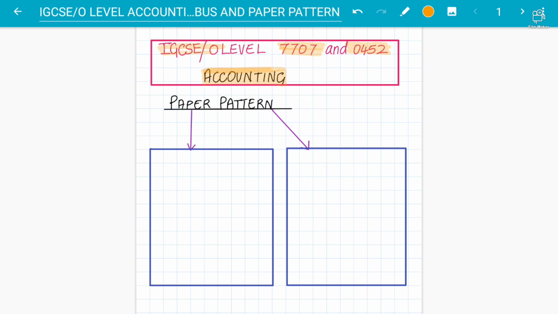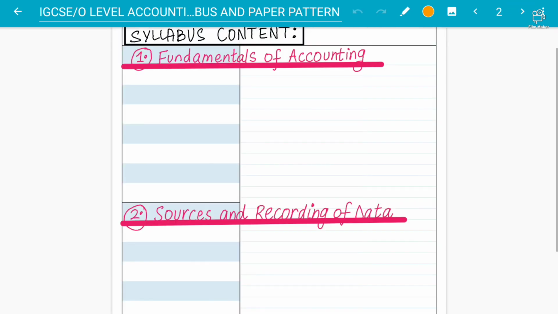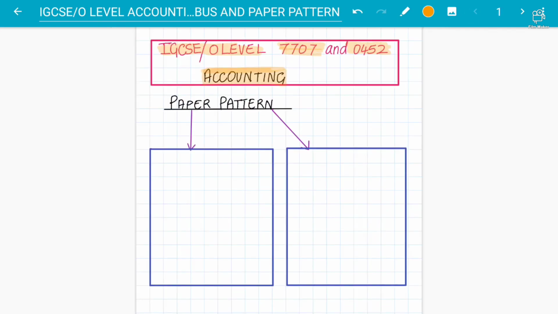This video is important. This can be helpful for all the students going to appear for the examination next year, or those who are starting the accounting subject for the first time and have no information about it. So you can understand the paper pattern, and also we'll have a discussion on the syllabus content as well. Okay students, so let's get started.